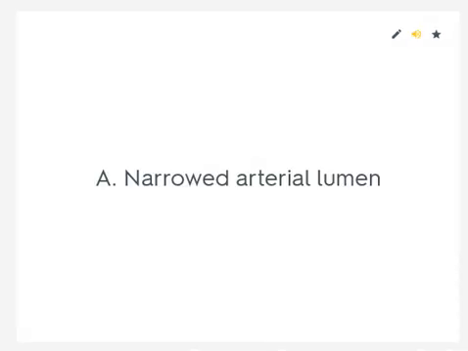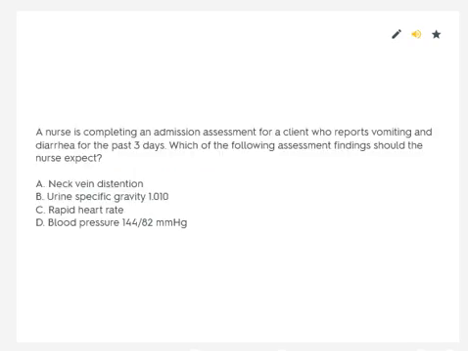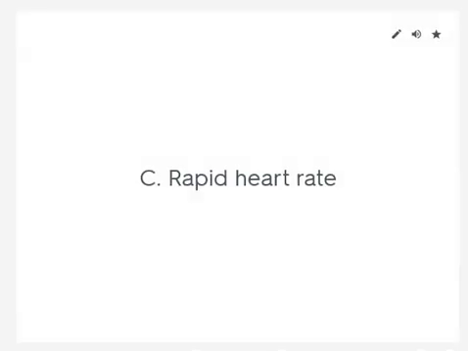A. Narrowed arterial lumen. A nurse is completing an admission assessment for a client who reports vomiting and diarrhea for the past 3 days. Which of the following assessment findings should the nurse expect? A. Neck vein distension. B. Urine specific gravity 1.010. C. Rapid heart rate. D. Blood pressure 144/82 mmHg. C. Rapid heart rate.